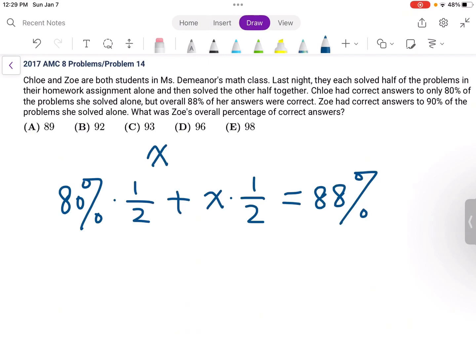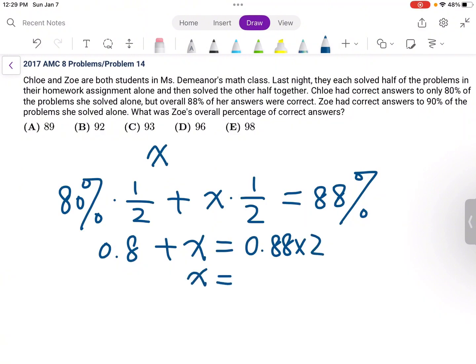And let's solve this. We can multiply 2 on both sides. That will give us 0.8 plus x equals 0.88 multiplied by 2, and x equals 0.96, which is 96%.